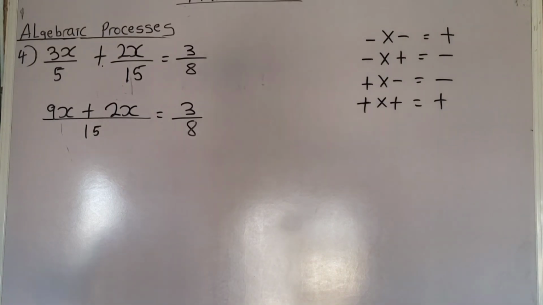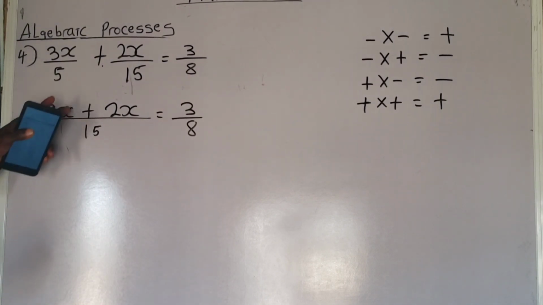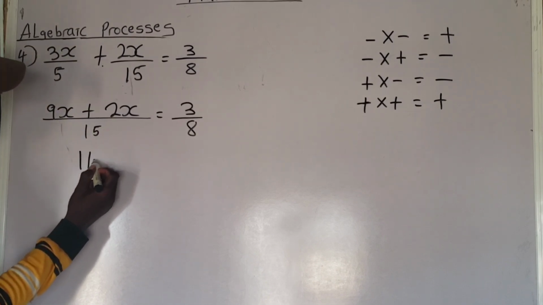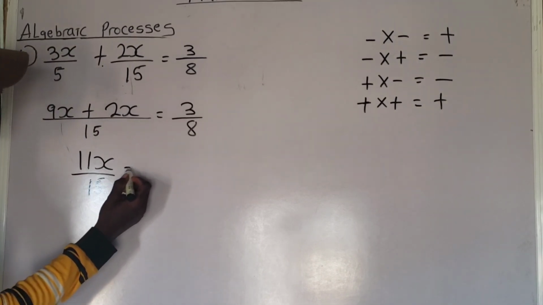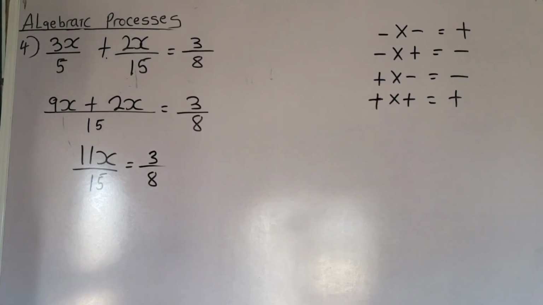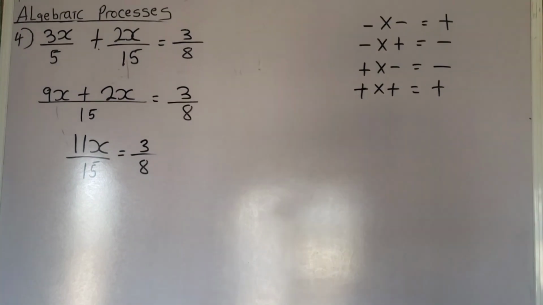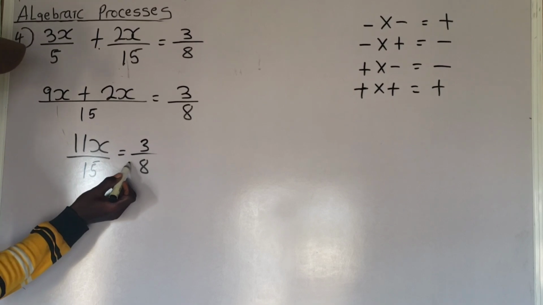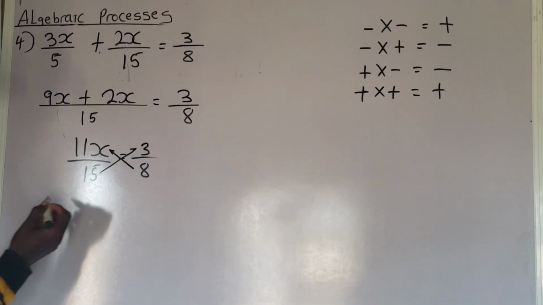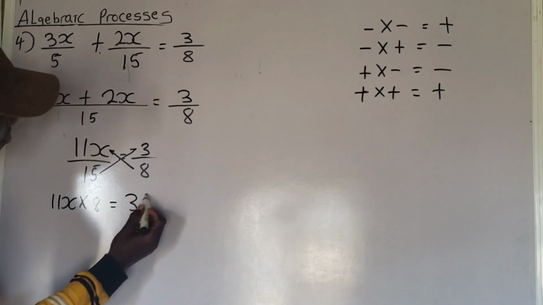Okay. So now, having gotten to this point, we can collect like terms. We can add this and this together. 9x plus 2x, that is 11x. So I'm going to have 11x all over 15 is equals to 3 over 8. Now the next step here is to cross multiply. We are going to take the cross product of both fractions. This 8 will multiply 11x and 15 will multiply 3. So I'm going to have 11x multiplied by 8 is equals to 3 multiplied by 15.